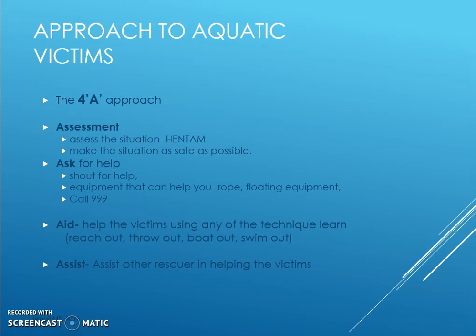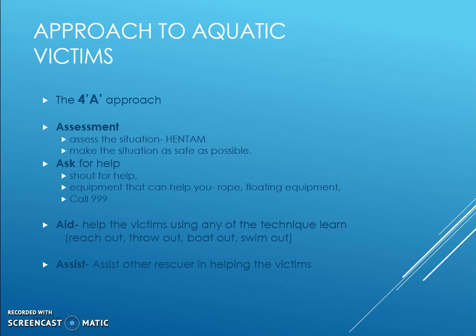Now, the next A is ask for help. You should shout for help before you go in. That is the most important thing. Do not go in and only then think of getting help. You should shout for help, because if people are around or within hearing distance, they will come and try to assist you.